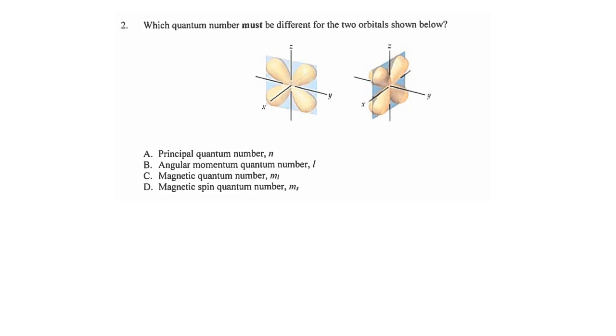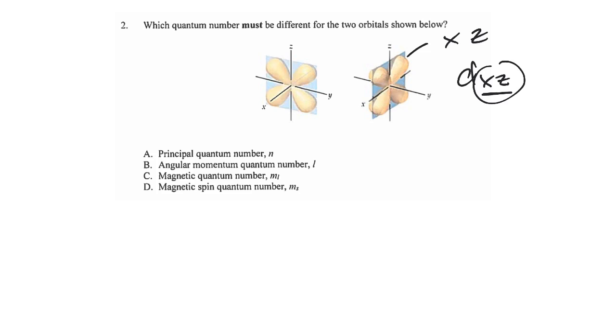Which quantum number must be different for the 2 orbitals shown below? Well, those are d orbitals. These are hard to see the way they're printed. So this is in the xz plane. So that's the dxz orbital. I don't know if you need to know that per se, but it's just where the symbols come from: it's in the xz plane.